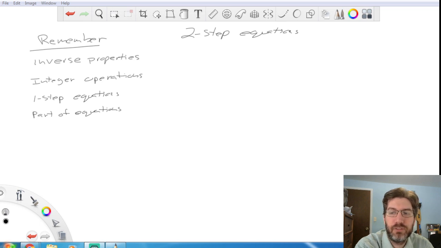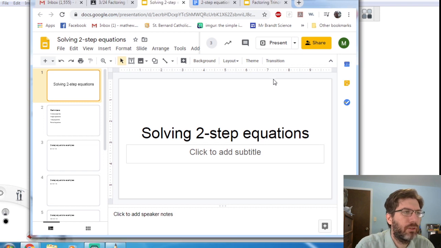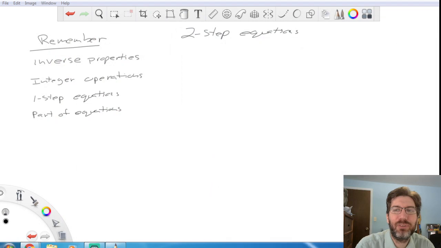Where are the slides? The slides should be attached to the Google Classroom. You're looking at two-step equations. That's what we're looking at today, which really isn't too difficult to do. If you can do one-step equations, you can probably do two-step equations.